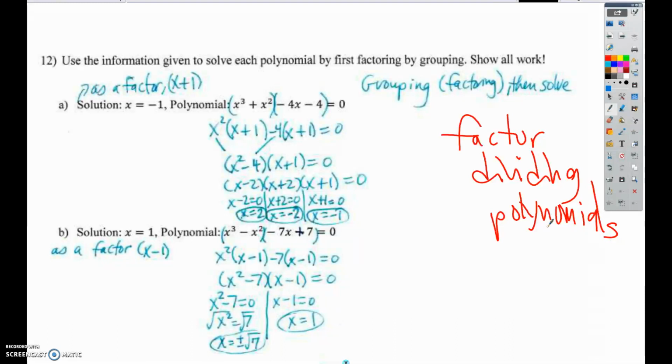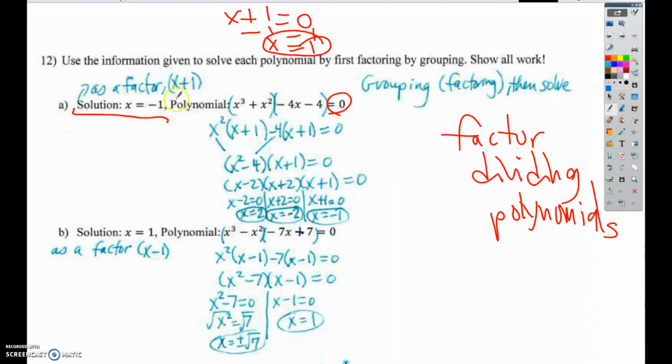So for 12a, I am given a polynomial that is x cubed plus x squared minus 4x minus 4 equal to 0. Remember, this is my clue that I'm solving. And I'm given one solution that I can convert to a factor. Remember, I take any factor I'm given and set it equal to 0. After I set it to equal, I get x by itself.